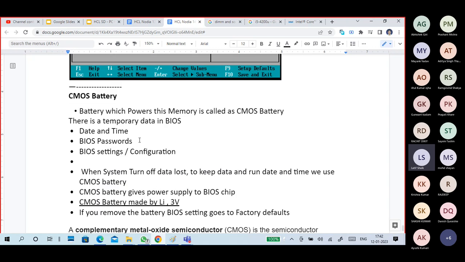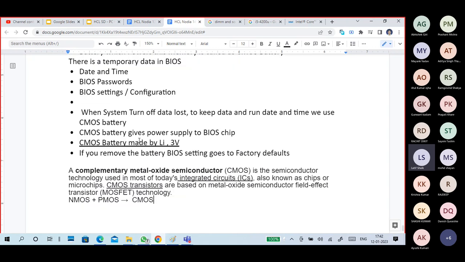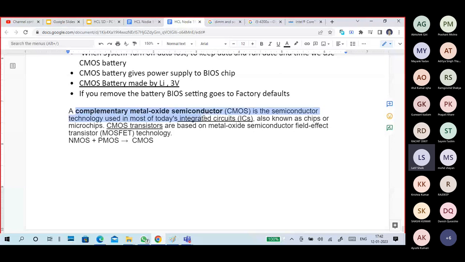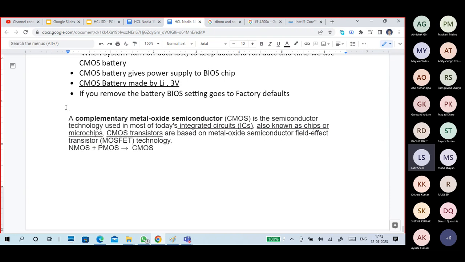Okay, CMOS is a battery? No, guys. CMOS is a technology to build integrated circuits, meaning chipsets, also known as chips or microchips. We build them using CMOS technology. CMOS is complementary metal oxide semiconductor. It is a combination of NMOS and PMOS, which has become CMOS. It is a transistor, a metal oxide semiconductor field effect transistor.